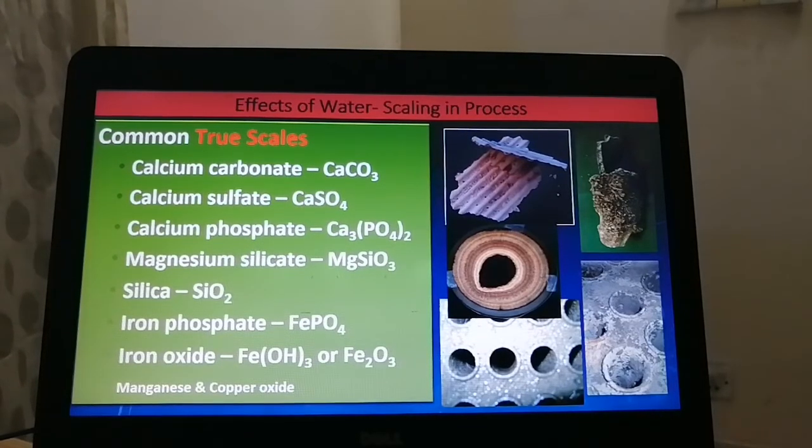But if you see the true scale, what are the common true scales we find in our water system? First, calcium carbonate, calcium sulfate, calcium phosphate, magnesium silicate, silica, iron phosphate, different iron hydroxides and oxides, manganese and copper oxide. These are the very common scales, but the first few are very common and found in every system. Further down the list, it depends on the environment, the water chemistry, the system, and the place, location, site, but these are all the ingredients that we commonly get in the scaling mechanism.